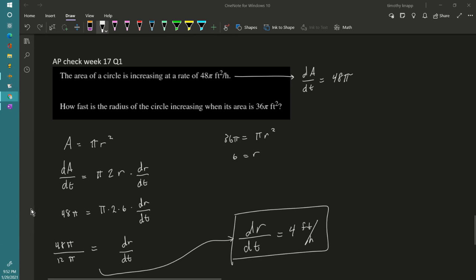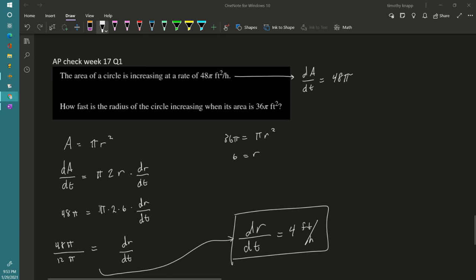Now we go ahead and plug in all the information. They gave us that the area was changing at 48 pi, so we plug that in over here. They told us the area, and we were able to figure out that the radius is 6. And now we just plug in all these things and solve for dr/dt.